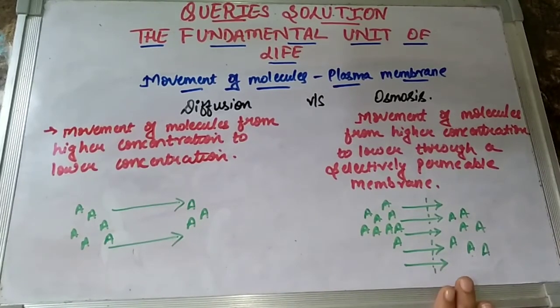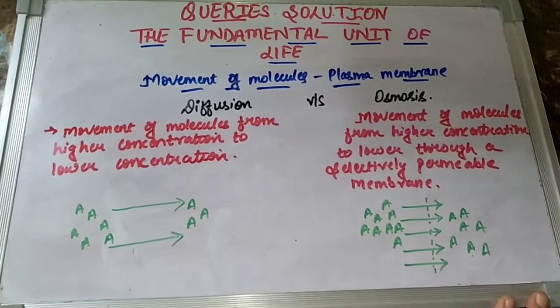But when we talk about osmosis as a process, children, it will happen through a semi-permeable membrane. And when we talk about a biological body, then what is happening? The movement of water molecules is what we talk about. So these were the points of difference.